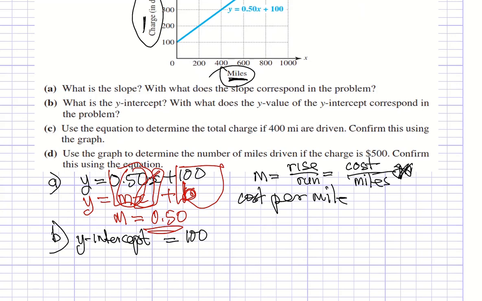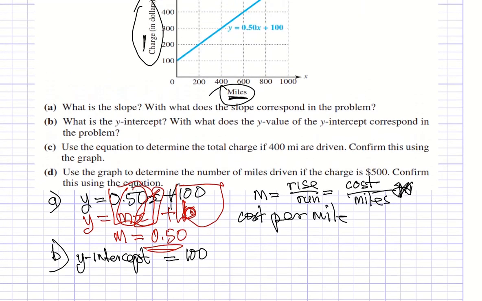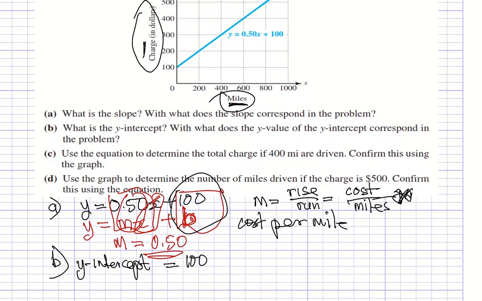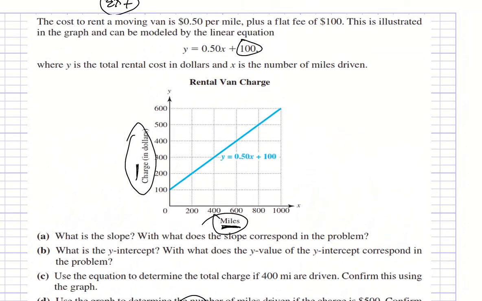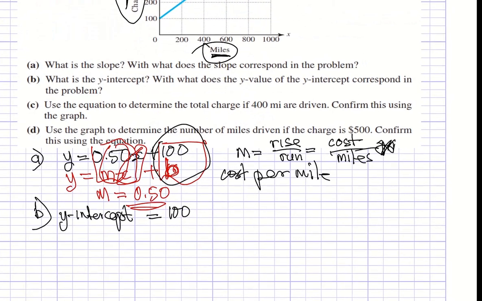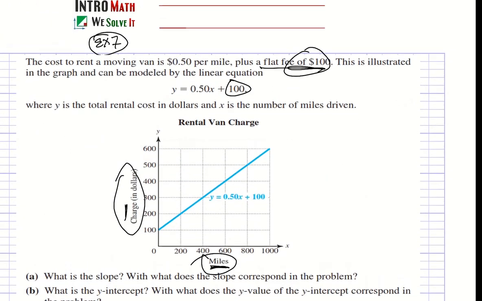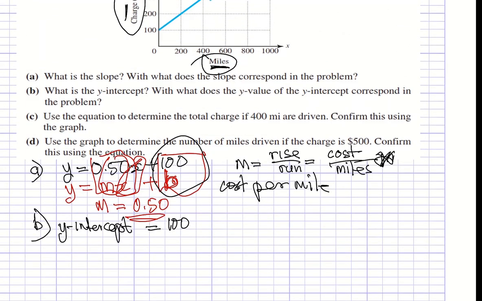B says, what is the y-intercept? The y-intercept in this problem is b equals 100. Then they ask, what does the y-value of the y-intercept correspond to in the problem? It corresponds to the flat rate. They gave it to you right here. Let me write it here: that's the flat rate. I want to make sure I have enough space to finish all the problems.